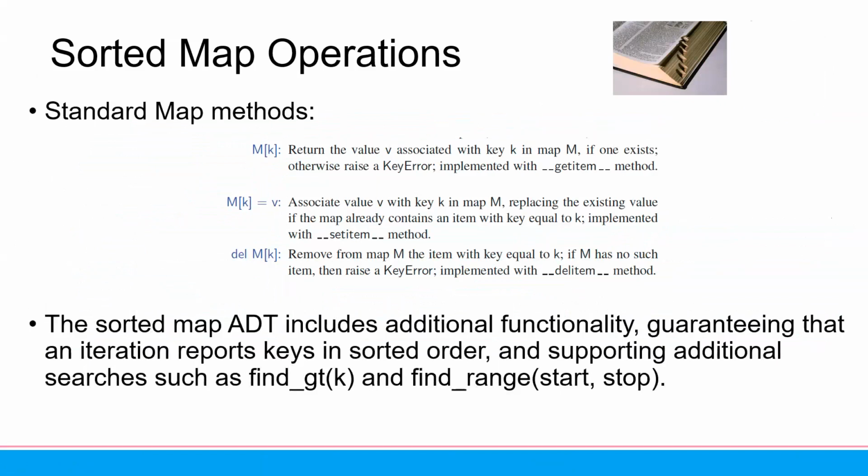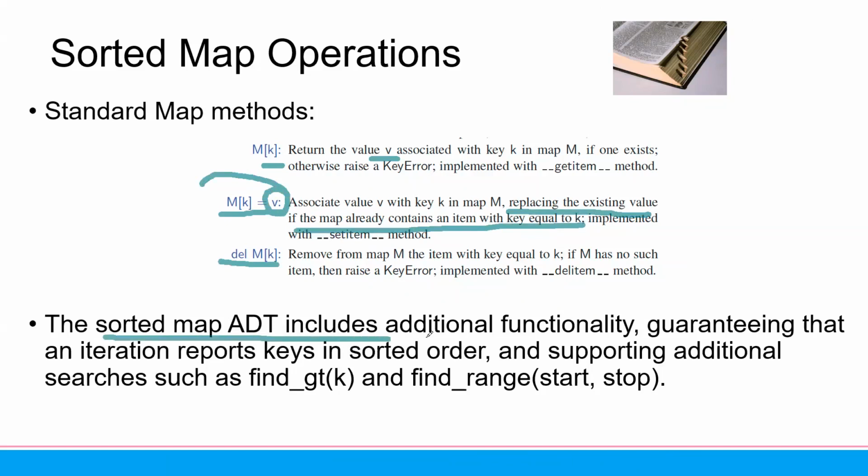So, sorted map operations: in the sorted maps, it is similar to the dictionary. So we need to call the key. These are the standard map methods. If we call the key, then we know what the value is. And if I want to do M[k] = v, then it will replace the existing value if the map already contains an item with key equal to k. So it will update the value with the newest one. And if you delete, of course, you are going to delete the key from the sorted map.